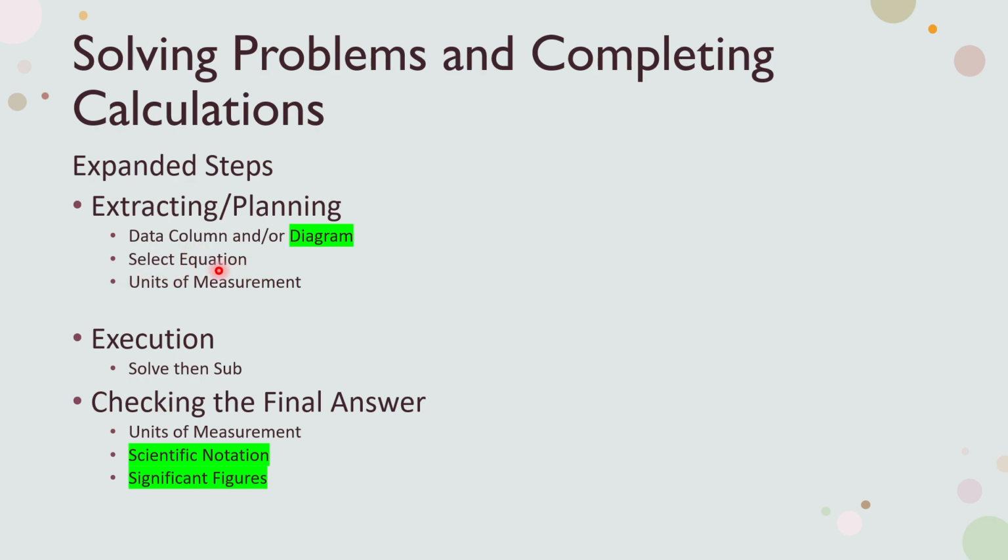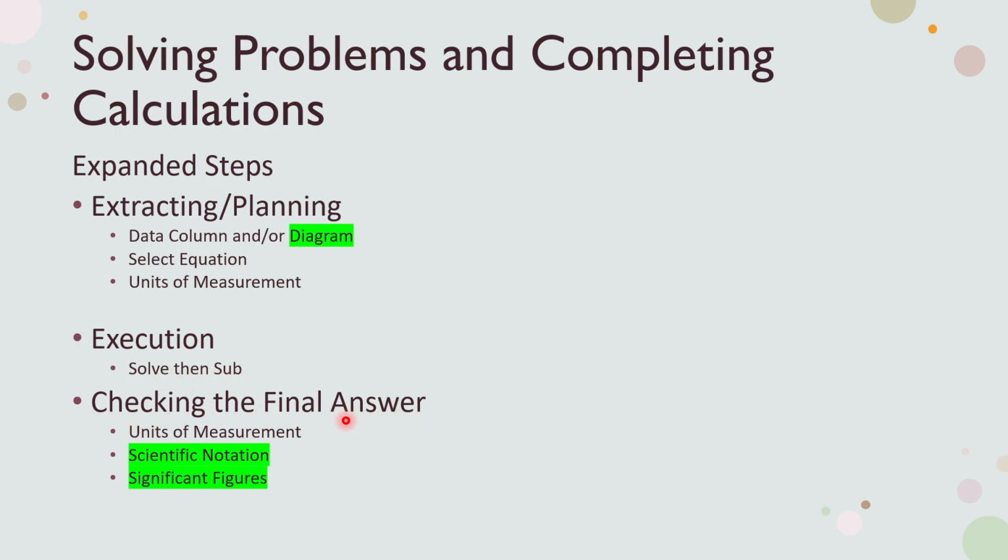We then still want to select an equation and make sure that our units of measurement that we're going to substitute in are the ones that we want. We then move into the execution phase. This is really where we're just implementing a lot of our algebra to solve the problem with all the data that we have. We're still going to use our solve then substitute method to be able to get our final answer. Once we've done solve and sub, we have our final answer.